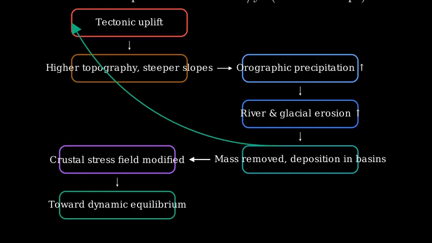Unloading changes the stress field in the crust and can modify fault slip and wedge geometry. If erosion keeps up with uplift, a dynamic steady state can emerge. If not, the range grows or shrinks until feedbacks catch up.